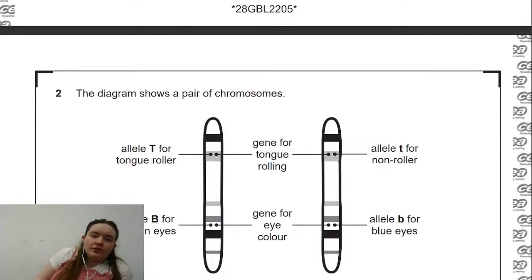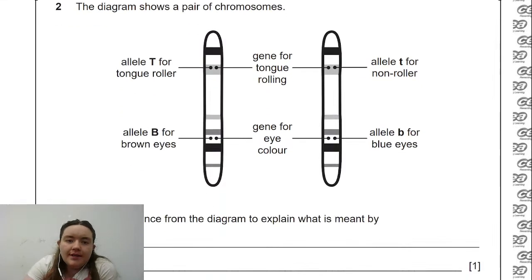The diagram shows a pair of chromosomes. So we've got a T allele for a tongue roller and a B allele for brown eyes, a small t allele for a non-roller, and a small b allele for blue eyes. So I can actually roll my tongue. And it's actually been disproven that tongue rolling is 100% genetic. There are some people who can learn it. And then we've got blue eyes and brown eyes.